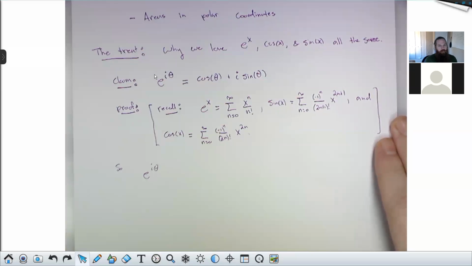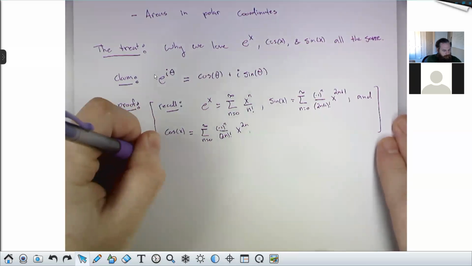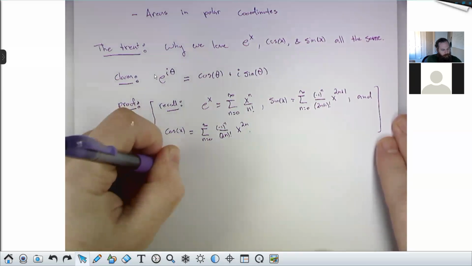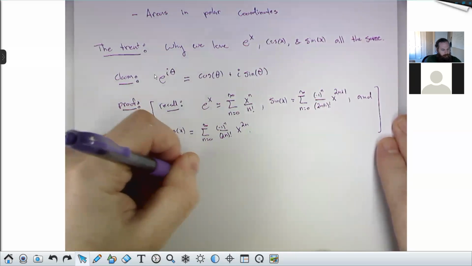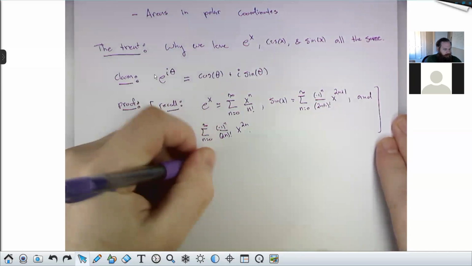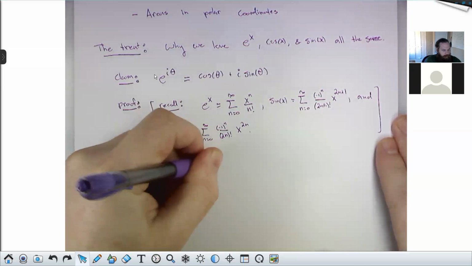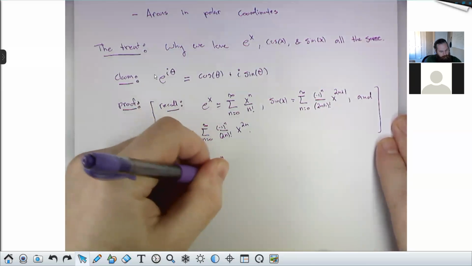Well, I'm going to take the power series for e to the x, and I'm going to replace x by i times theta. Just like we did in a bunch of those homeworks, those last couple power series homeworks where you had to sum a series by plugging something in for x in a power series. I'm going to do that same trick here.